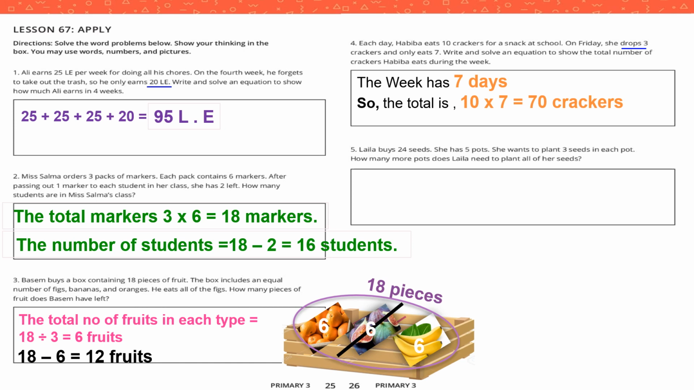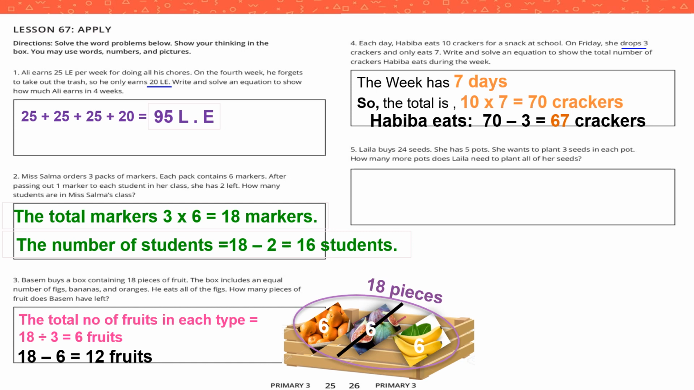But don't forget, she dropped 3. So we will subtract 3 from 70. The total in the week is 70, but she drops 3. So 70 minus 3 is 67 crackers. You can move back 3 steps before 70: 69, 68, and 67.